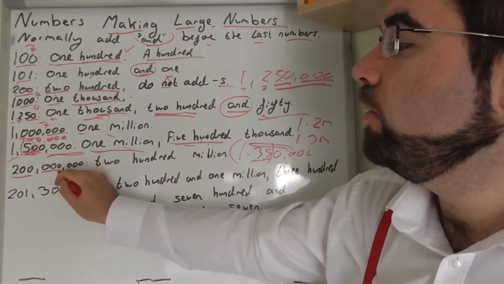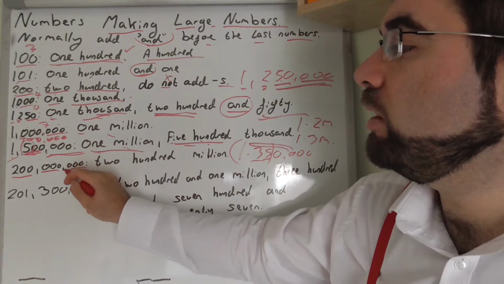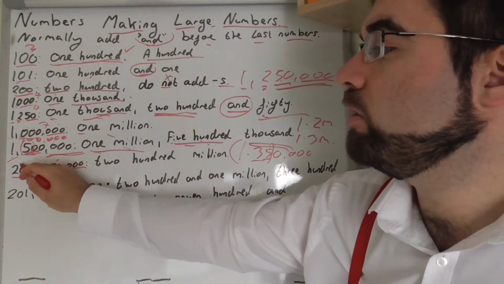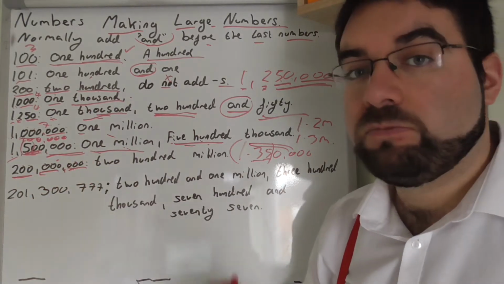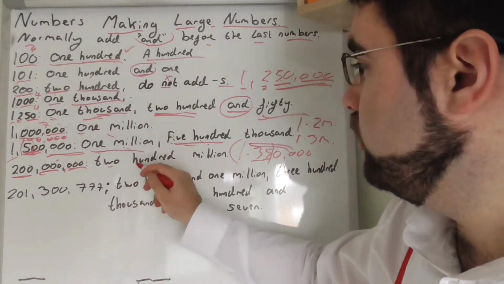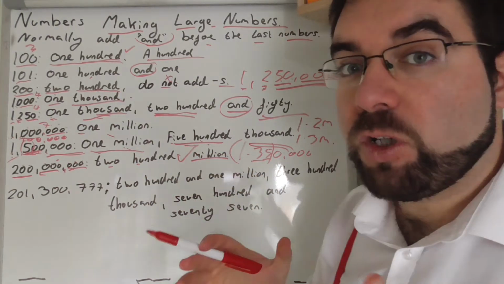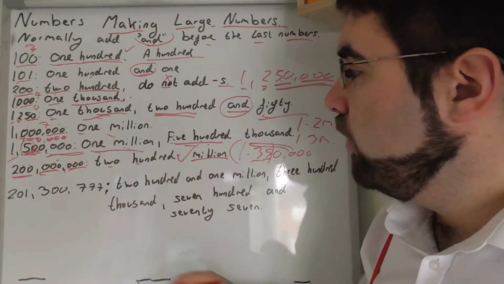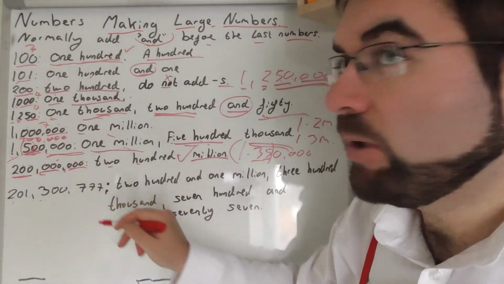So let's look at this one. 200 million. 1, 2, 3, comma, 1, 2, 3, comma, 1, 2, 3. 200 million. Very good. Very useful. But this one here, this is where it gets nice and crazy.